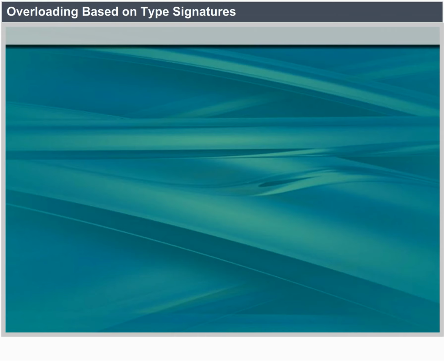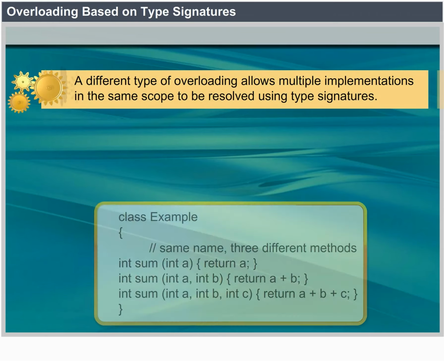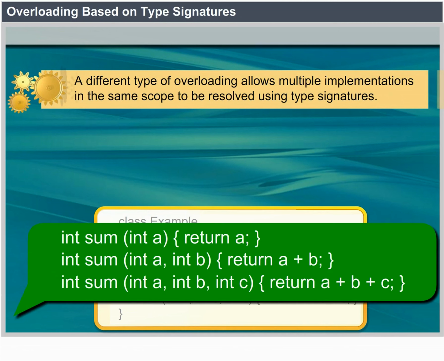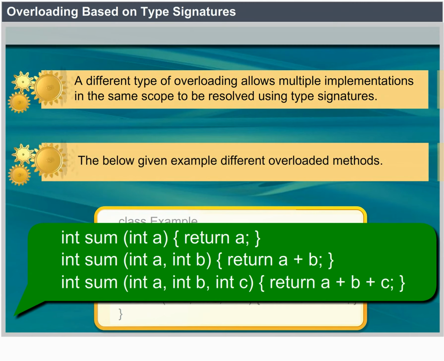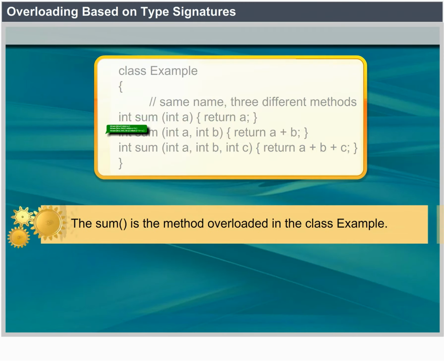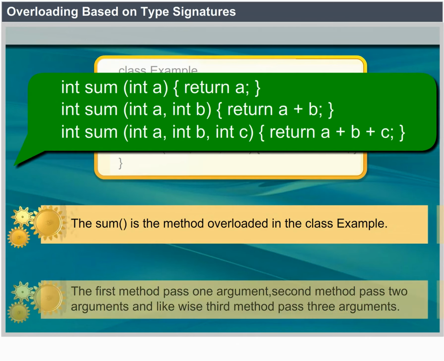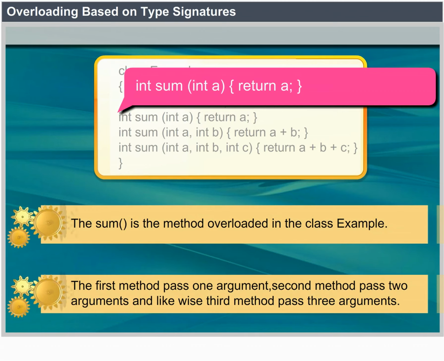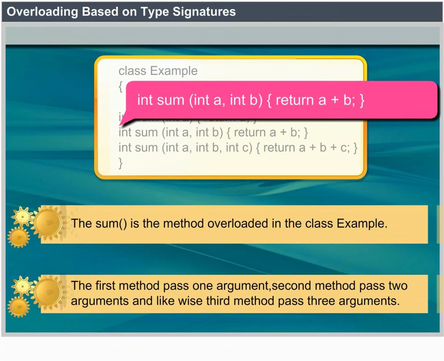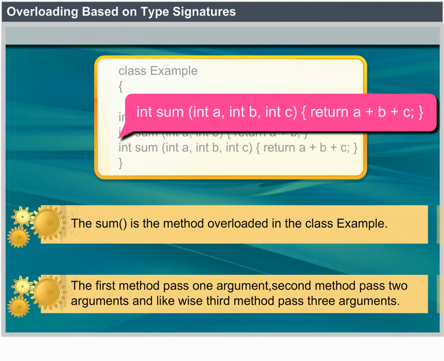Overloading based on type signatures. A different type of overloading allows multiple implementations in the same scope to be resolved using type signatures. The below given example shows different overloaded methods. The sum is the method overloaded in the class example. The first method passes one argument, the second method passes two arguments, and likewise the third method passes three arguments.